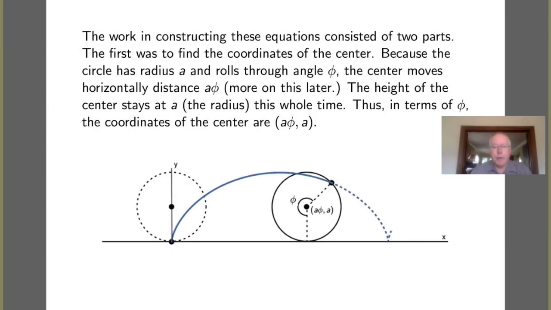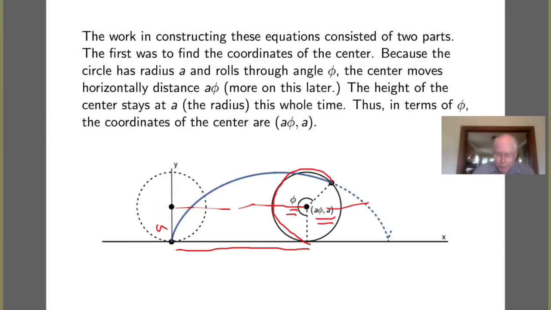Now, the work in constructing these equations consisted of two parts. The first part was to find the coordinates of the center of the circle once it has moved through a certain angle. So in the derivations of the cycloid equations, they first said that if the circle is rolled through this angle phi, then the coordinates of the center were given by that expression. The a phi is equal to the length of this arc through which the circle is rolled, which turns out to be the same as the length of this horizontal piece. And then, of course, if the circle has radius a, the center stays at level a, hence the y-coordinate stays at a all through the rolling.